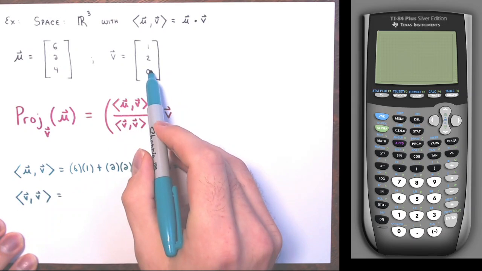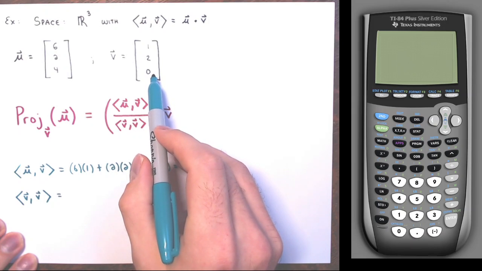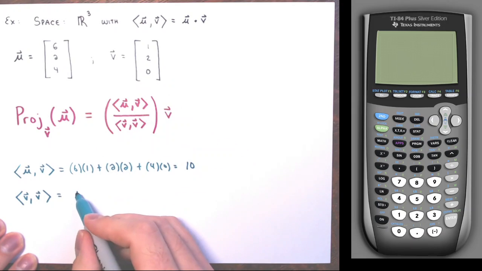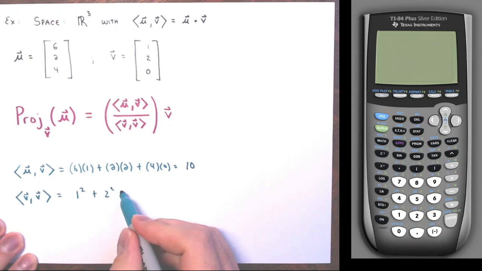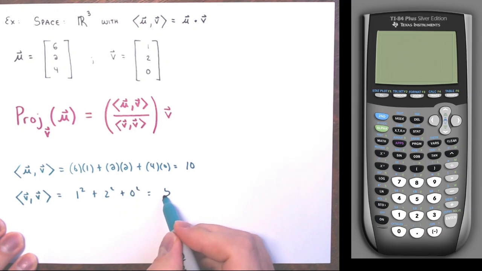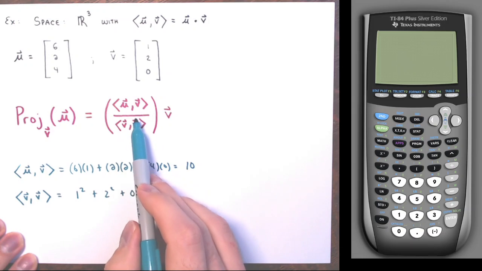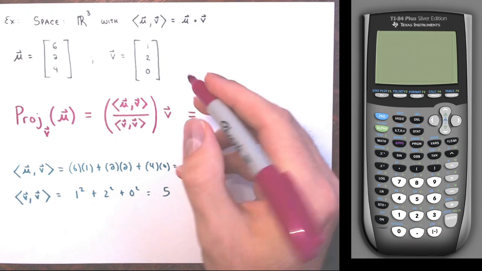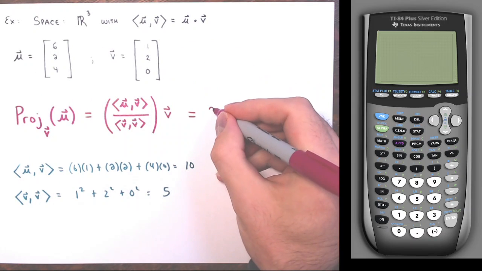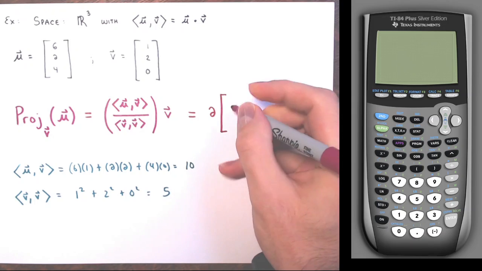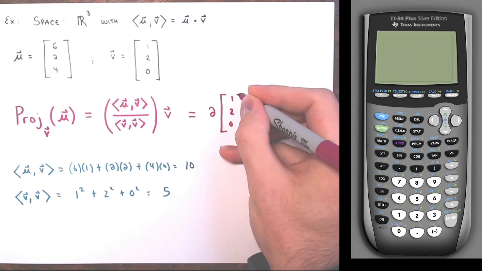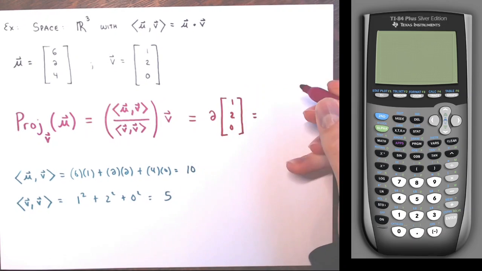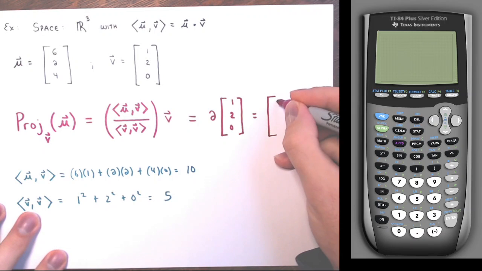And this is V with itself, the vector you're projecting onto with itself. That's 1 squared plus 2 squared plus 0 squared. So that's 5, right? 1 plus 4 plus 0. So 10 divided by 5, that's 2 times vector V, right? So the projection of U onto V is simply going to be twice vector V, 2 times the vector 1, 2, 0, and therefore that's the vector 2, 4, 0.